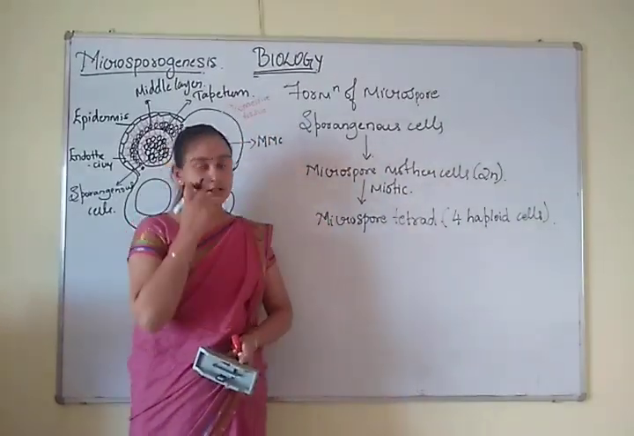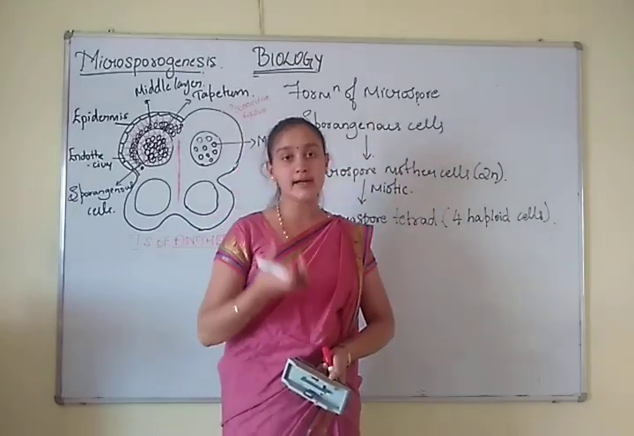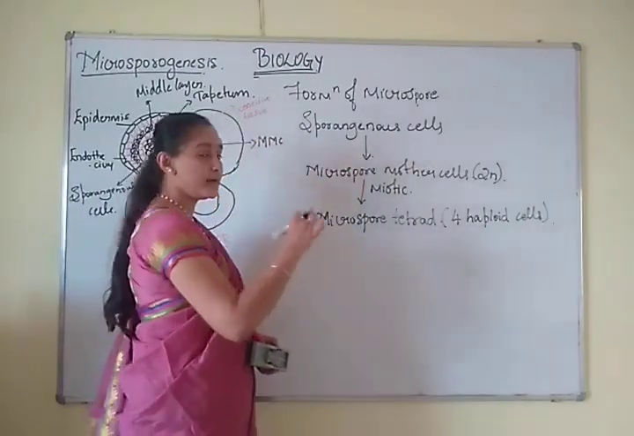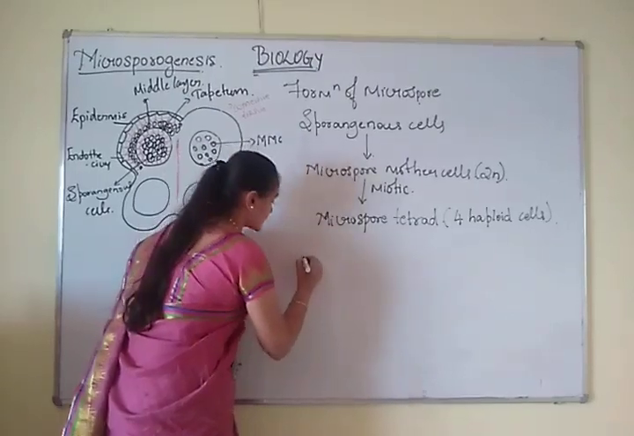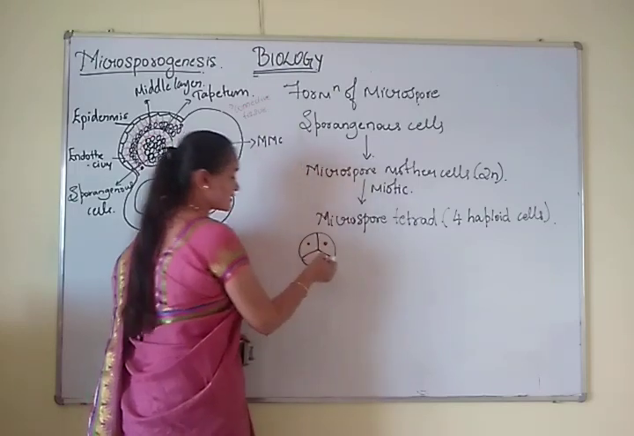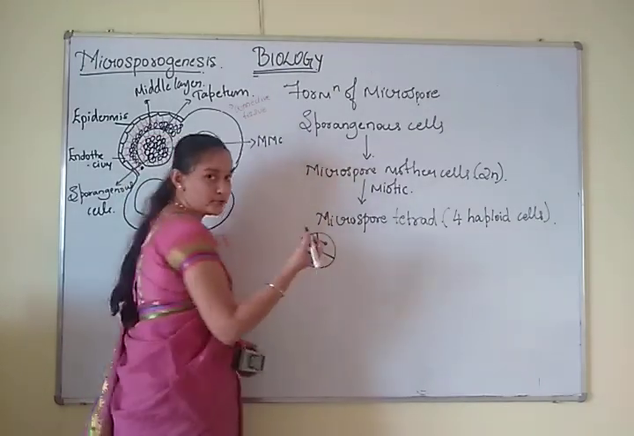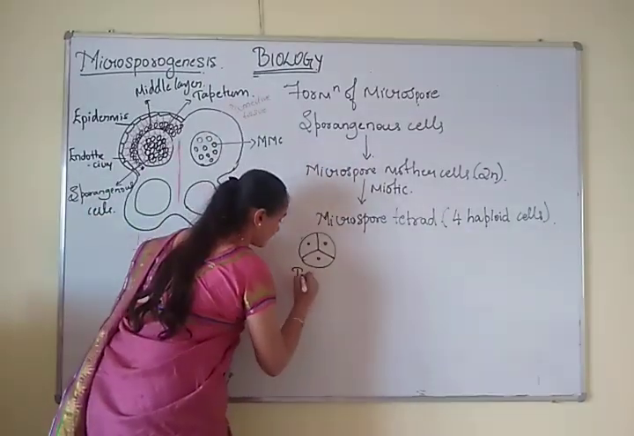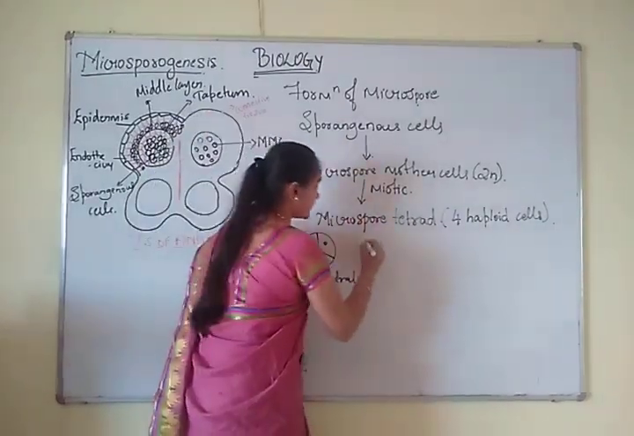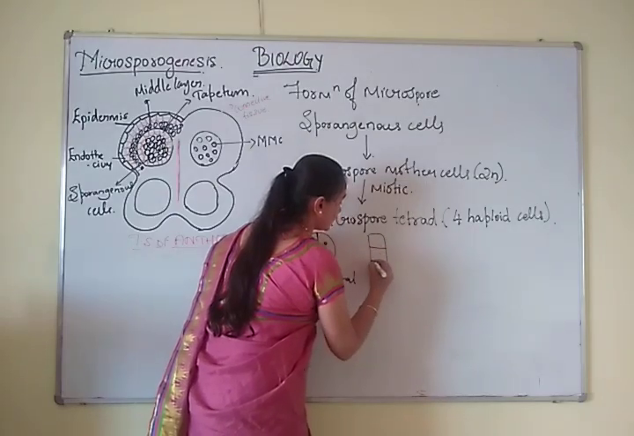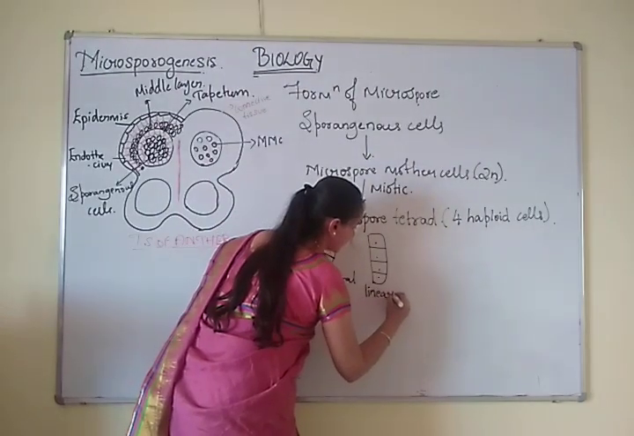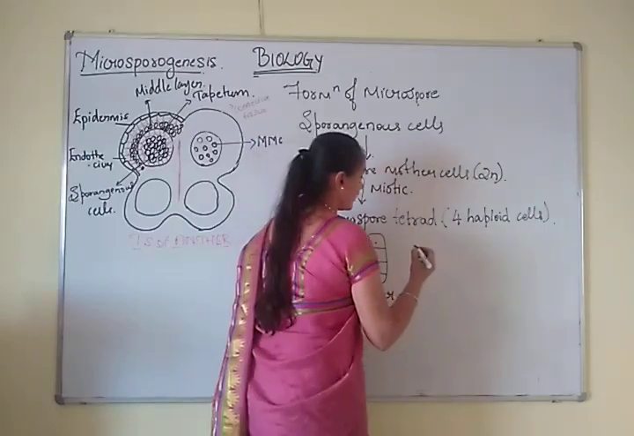Because it has four haploid cells, it gets converted into different structural formations. In a microspore tetrad, for example, there are three haploid cells here, and on the back side you observe one. This is one kind of arrangement, called a tetrahedral arrangement. Tetrahedral, understood? Next, if the cells are arranged in the form of a line, it is called a linear microspore tetrad. Understood?